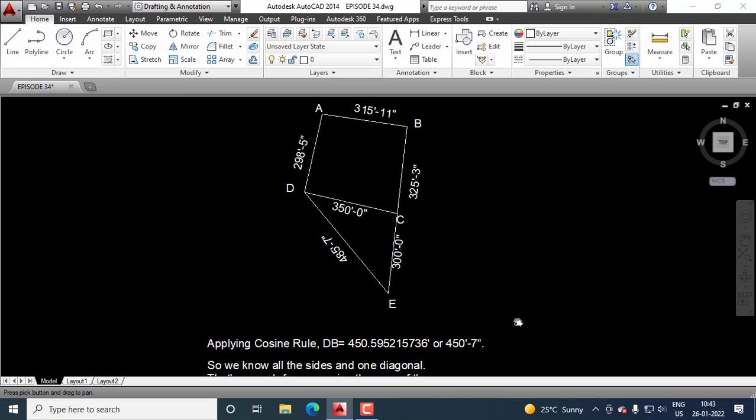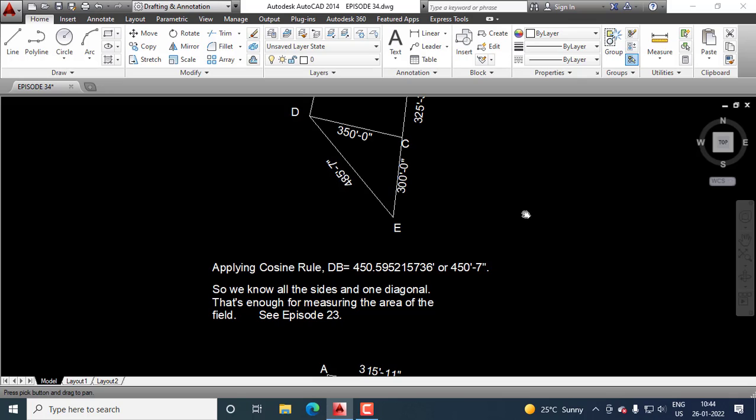Applying cosine rule, DB is equal to 450.595215736 feet, or 450 feet 7 inches roughly. We calculate this angle by deducting this angle from 180. So we know this angle, we know this side and we know this side. Two sides and included angle are known. So applying cosine rule, we can calculate this diagonal DB.